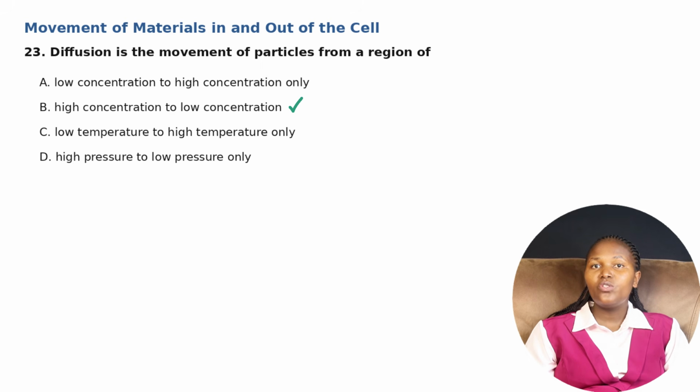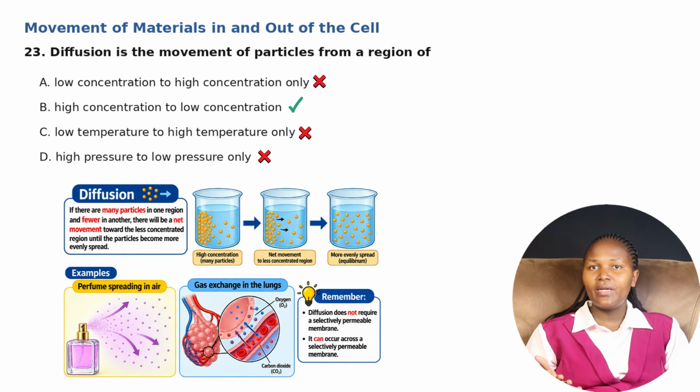Why? Because diffusion occurs when particles are in constant or random motion. Now, if there are many particles in one region and fewer in another region, there will be a net movement toward the less concentrated region until the particles become evenly spread. An example we have seen in such a question is perfume spreading in air. That is an example where gas is moving within the room. We also have gas exchange in the lungs. That is what happens, diffusion.